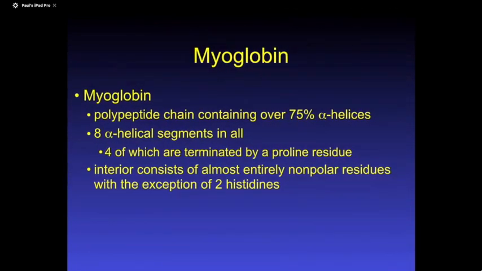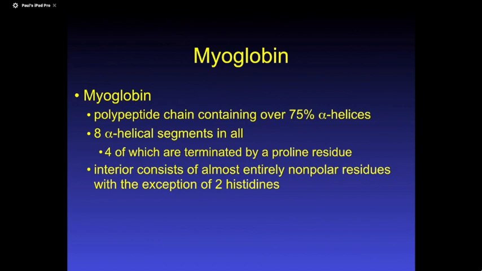Myoglobin, all right, is a polypeptide chain that contains 75% alpha helix in 8 segments. 4 segments are ended by a proline. Proline doesn't like to be in alpha helix and tends to be the amino acid that ends an alpha helix. If you take a look at the interior of the protein, all of them are hydrophobic with the exception of 2 histidines. So thermodynamically, the histidines, which are polar and can be charged, are sitting inside the protein exactly where I told you they shouldn't be.